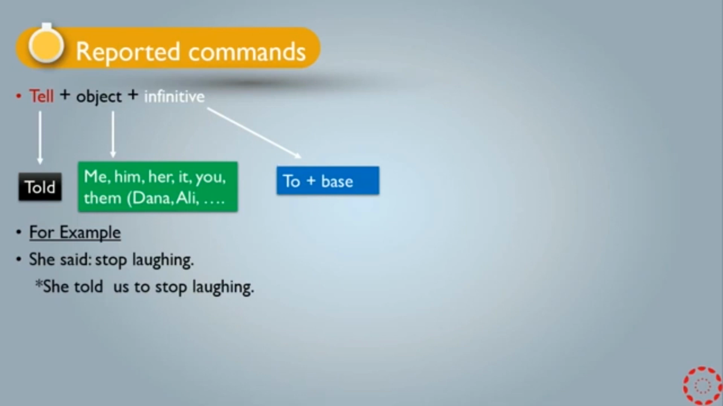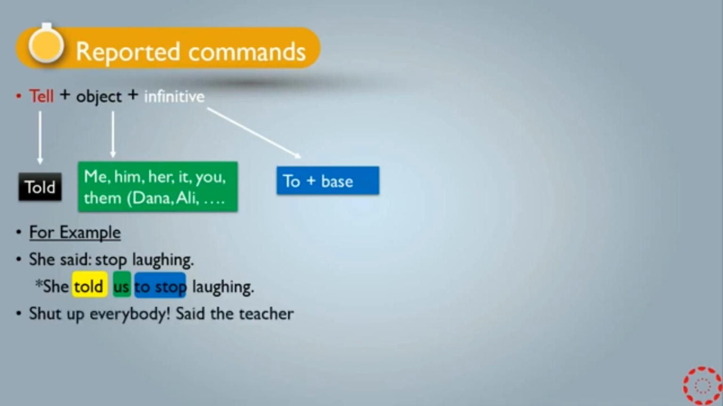Or also you can say she told me. Okay, so we have to be careful about that. There is no please, there is no can you or could you or would you. So you have to know that it's a command. So it became what? She told us. Okay, and after us, I said we have to have infinitive, which is to plus base. It became what? To stop laughing.